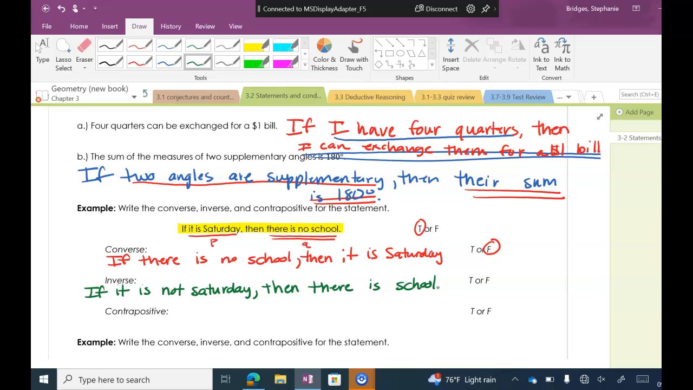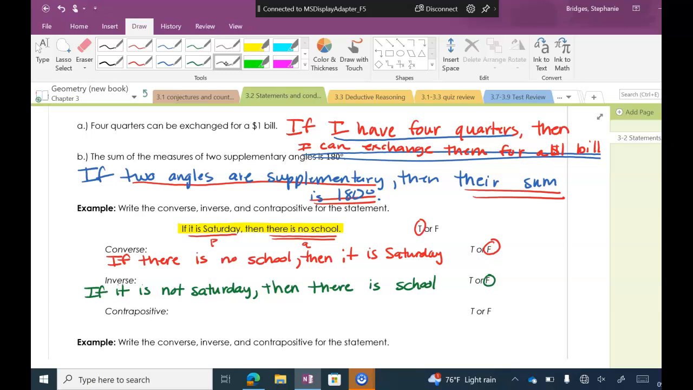Would that be true or false? False, okay, because again, it could be what day? Sunday. See what I mean about you're going to think you're in English? We have to write sentences. That's what we're doing. We'll do that for a few days.